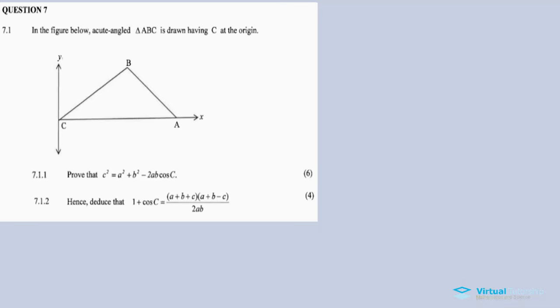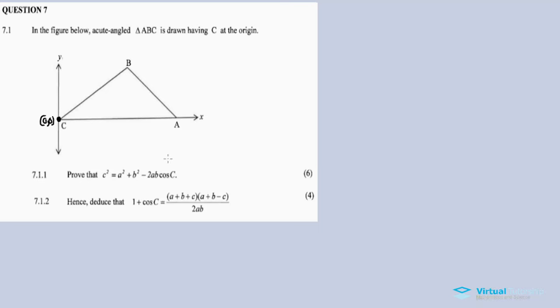7.1, in the figure below, acute angle triangle ABC is drawn having C at the origin, right? So vertex C is found at the origin, point (0, 0). So this is the origin, and then vertex A, vertex B. 7.1.1, prove that c squared is equal to a squared plus b squared minus 2ab cos C.